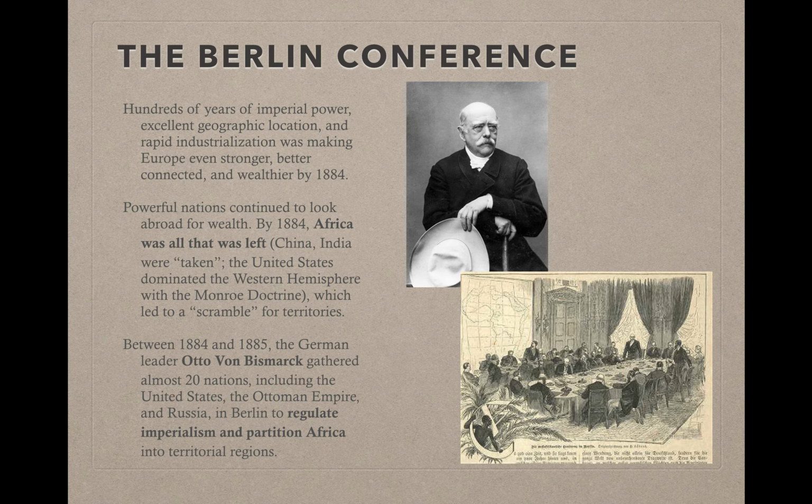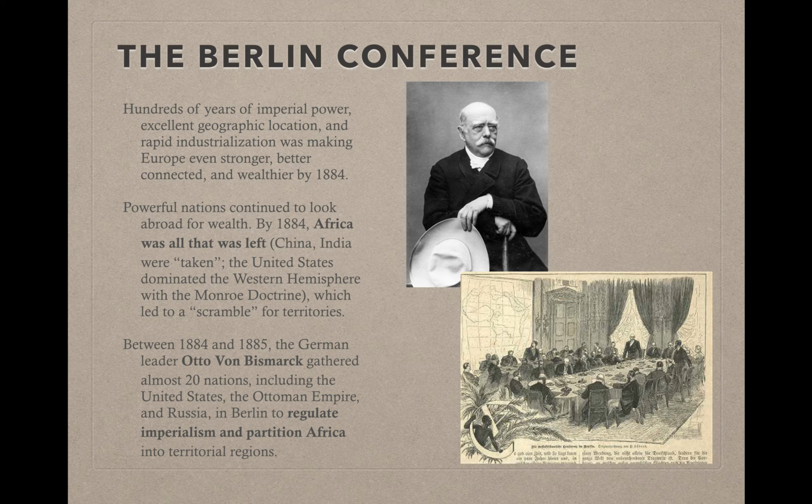But as more and more European nations began to explore Africa, there became a need to actually regulate this exploration, at least from the perspective of the Europeans. So you had lots and lots of European nations, the United States, and countries like Japan starting to look at imperial territory. And one leader of Germany, a guy named Otto von Bismarck, decided that there needed to be some sort of regulation. And so he called a conference in Berlin in 1884.